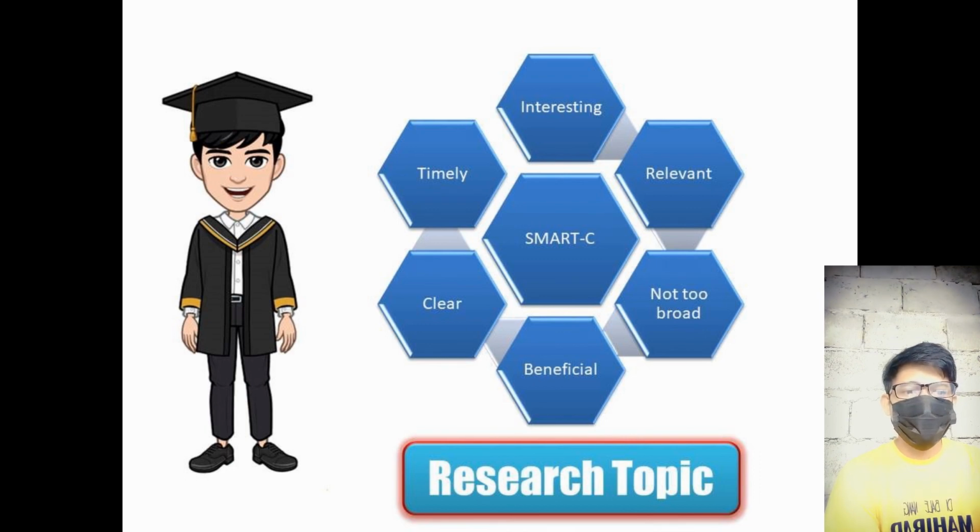So, remember that in choosing your research topic, you have to be guided by the following principles. So, your research topic should be interesting, relevant, not too broad, beneficial, clear, timely, and SMART. C for specific, measurable, attainable, result-oriented, time-bound, and consistent. Okay? Thank you.